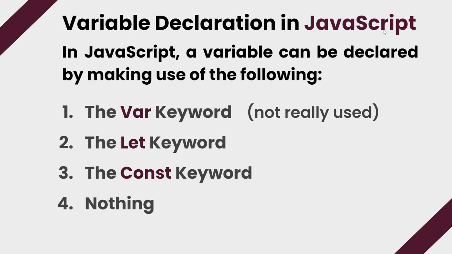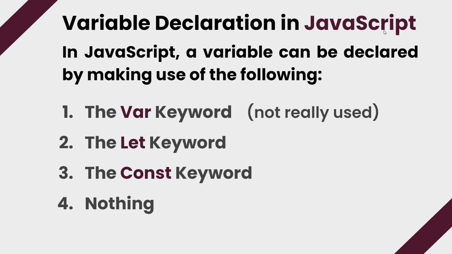Next, we have variable declaration in JavaScript. In JavaScript, variables can be declared using any of the following. As you can see, we have the var keyword, which comes first. Next, we have the let keyword, and we also have the const keyword. Now, going back to the very first item on the list, the var keyword, in brackets, it has something that describes it, which says "not really used."